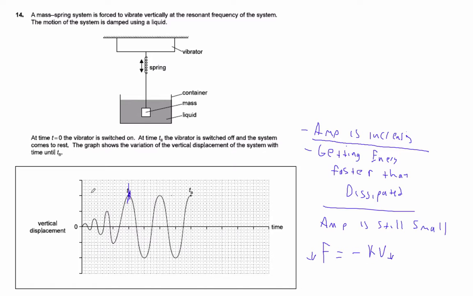So between 0 and TA, the amplitude's still small. It's getting energy faster than it's dissipated, right? Since the amplitude's still small, the damping force is small and the amplitude increases. So let's look at the next question, right?